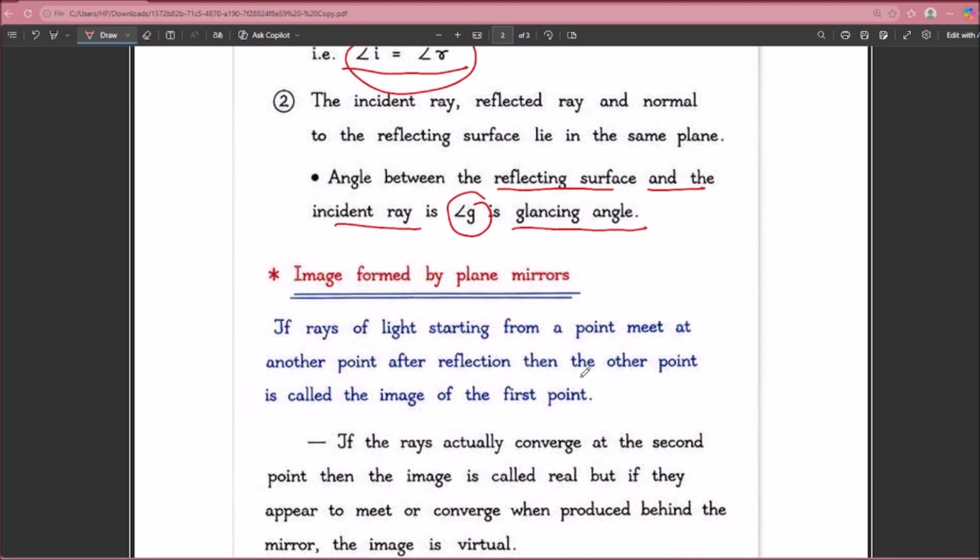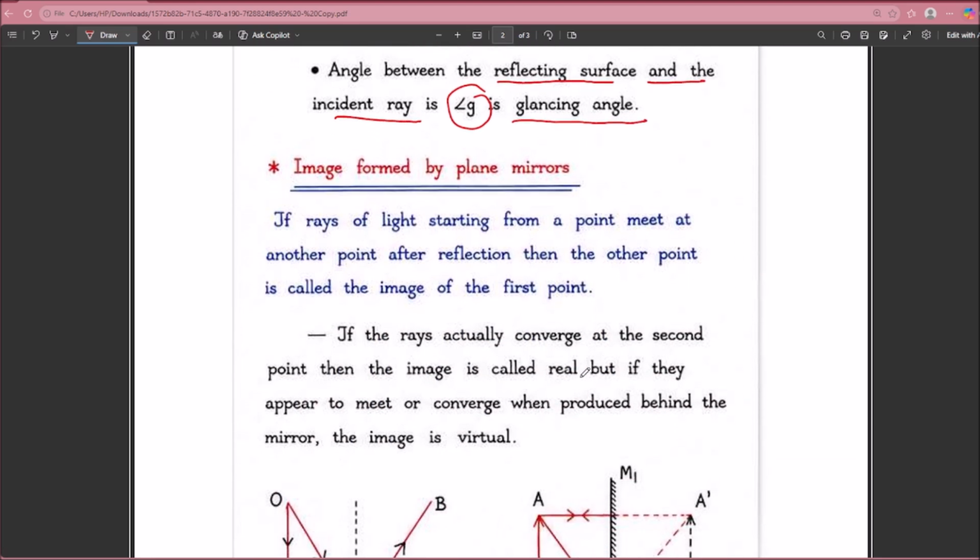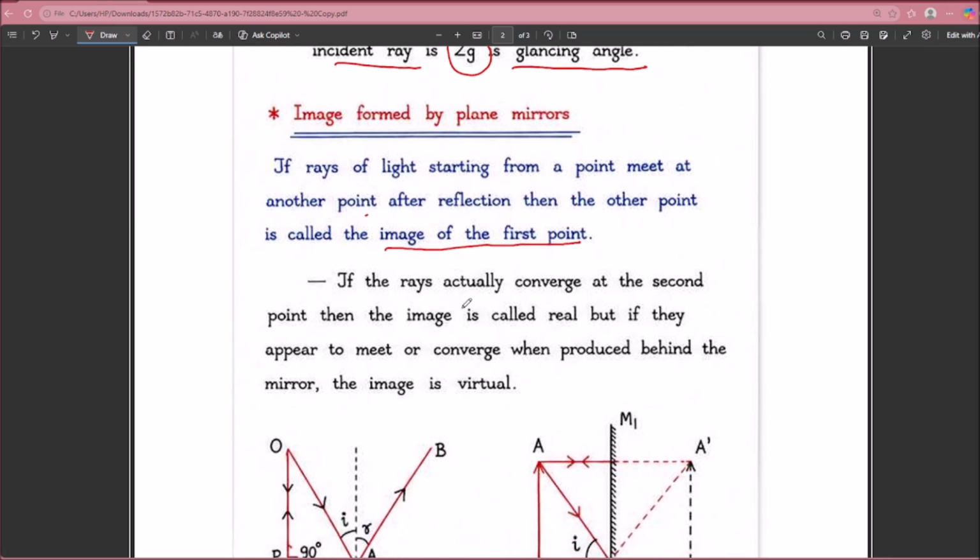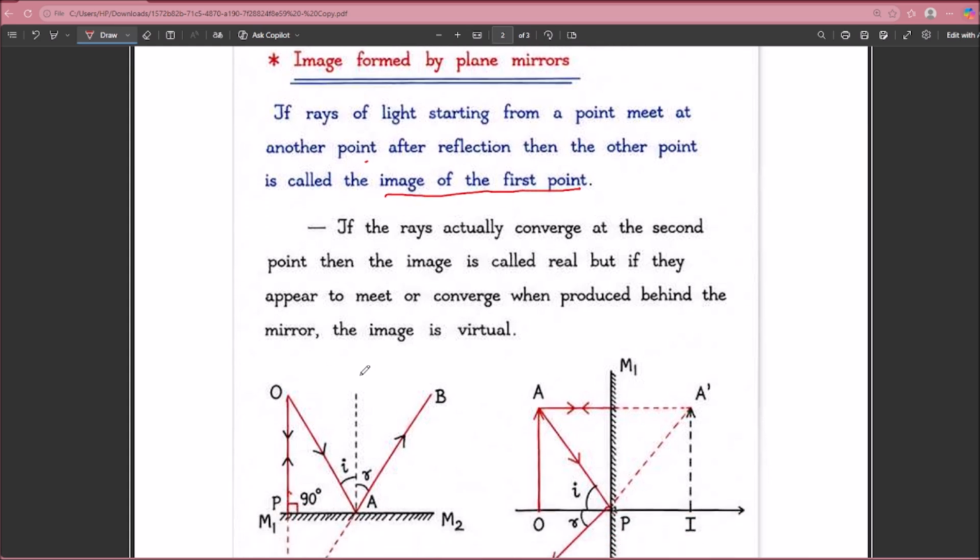Next is the image formed by the plane mirrors. If rays of light starting from a point meet at another point after reflection, then the other point is called the image of the first point. That means where the reflected rays meet, that point forms the image. If rays actually converge at the second point, then the image is called real. But if they appear to meet, when produced behind the mirror, the image is called virtual.